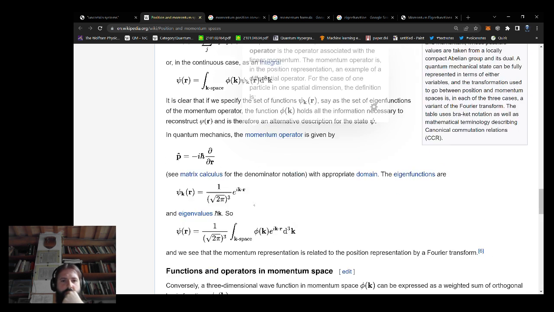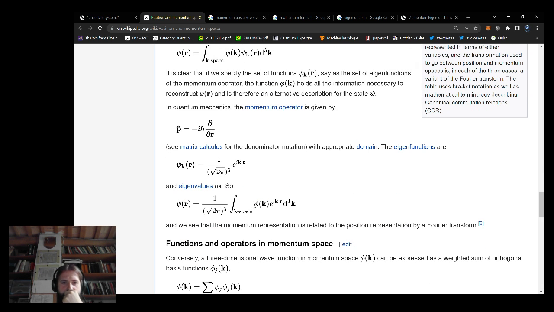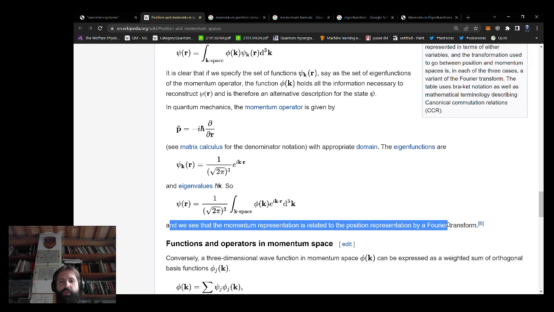But then how do you put things together? So then you're saying, okay, so these are the eigenvalues. Okay, but you then still have these. How do you plug in? And we see that the momentum representation is related to the position representation by a Fourier transform.